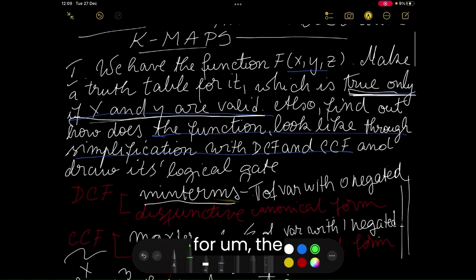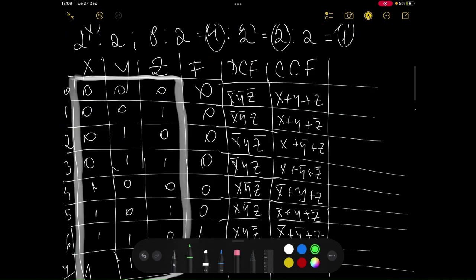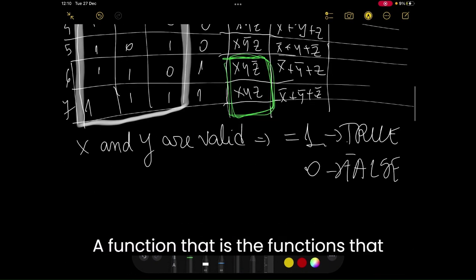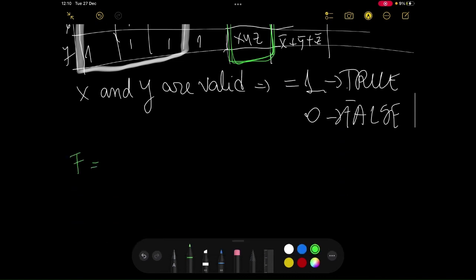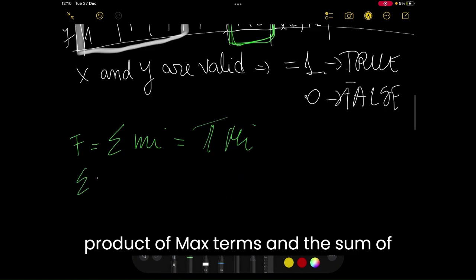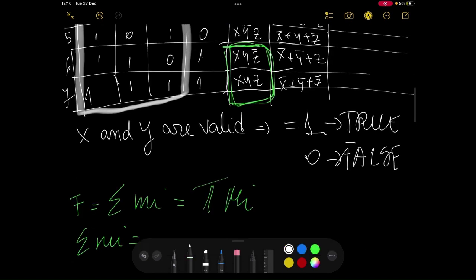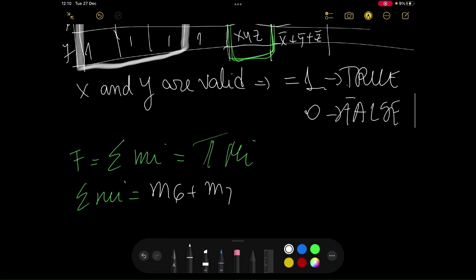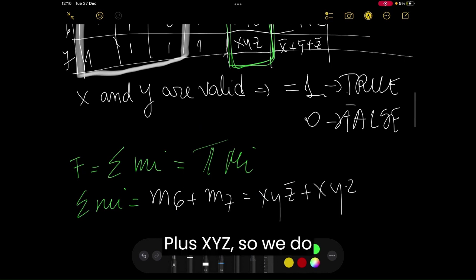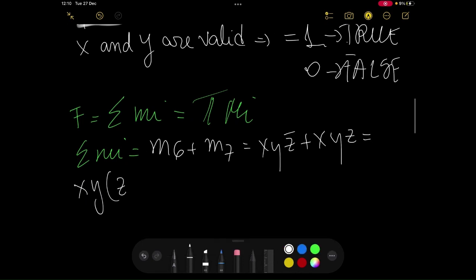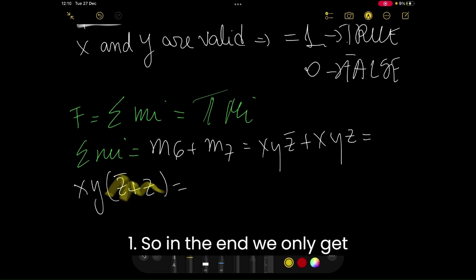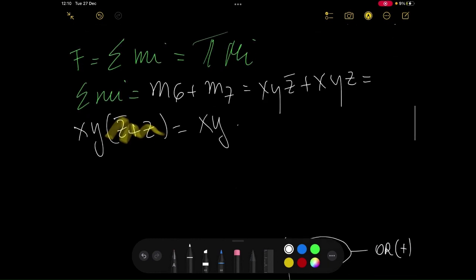So for the DCF, for the minterms, we will only be taking into consideration the functions that are valid. So we can write a function as a sum of minterms, and that is equal to the product of max terms. And the sum of minterms is equal to m6 plus m7, which are x, y, z negated plus x, y, z. So we take the common factor x, y. And this is a Boolean algebra property that says that this is 1. So in the end, we only get x, y as our function.